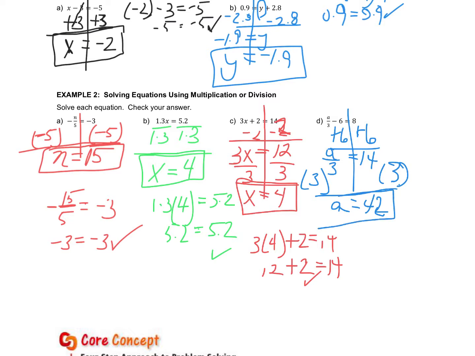And again, I'm not going to show a check this time because we've done it several times, but if I showed the check here, you would have 42 divided by 3, which becomes 14. And then when I subtract 6 from 14, I do get 8, so a equals 42.